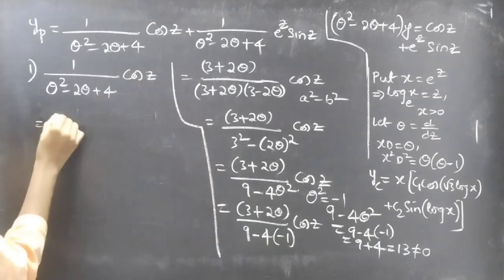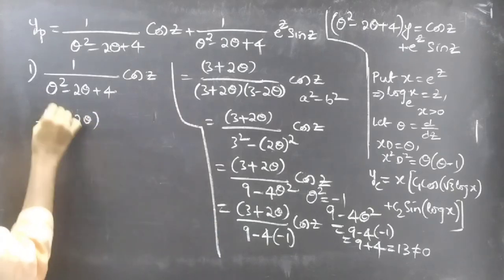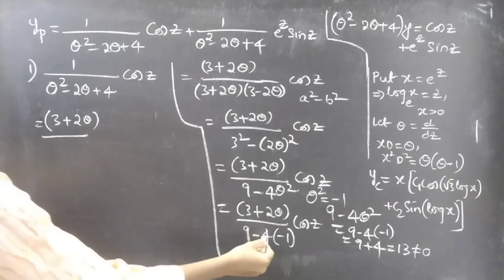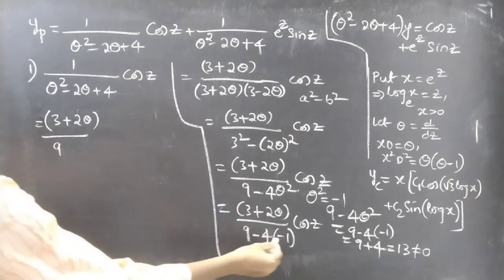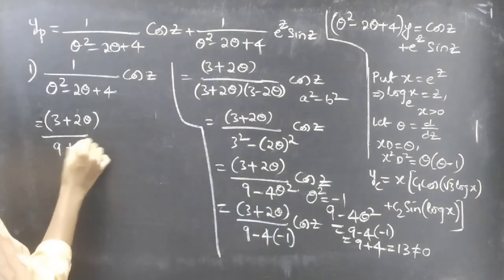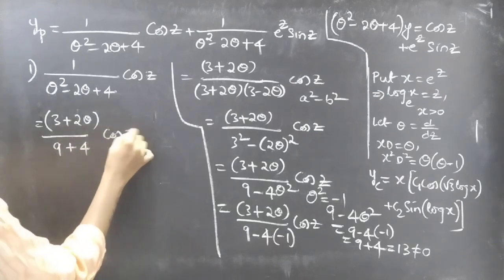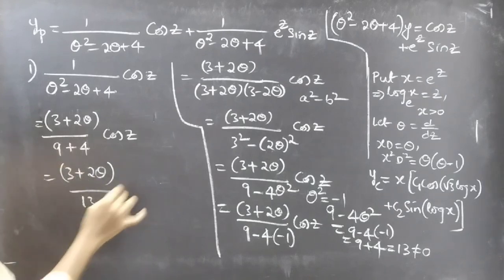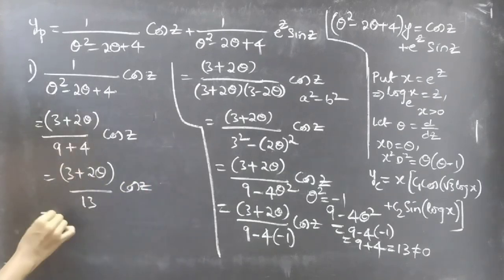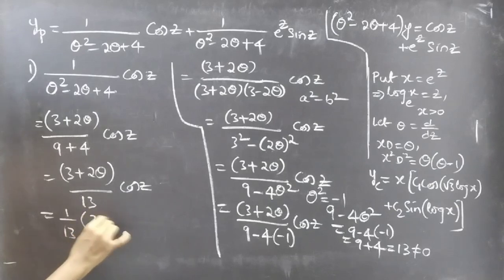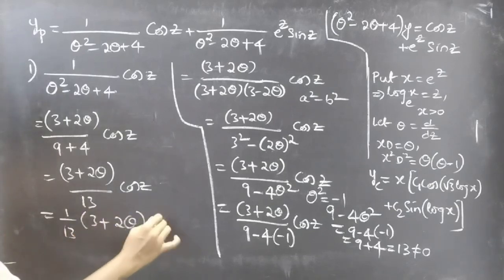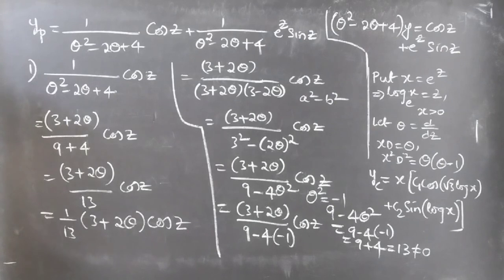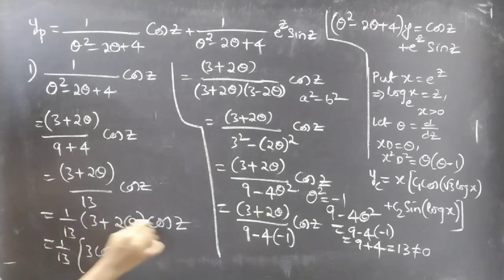This becomes 3 plus 2 theta into 9 minus 4 into minus 1 is plus 4, into cos z, which equals 3 plus 2 theta by 13 cos z. Again, we can write it as 1 by 13 into 3 plus 2 theta into cos z, which equals 1 by 13 into 3 cos z plus 2 theta cos z.